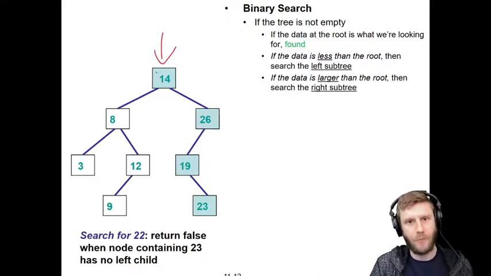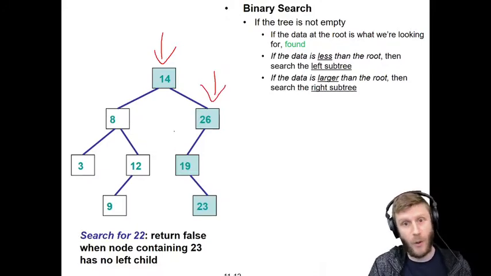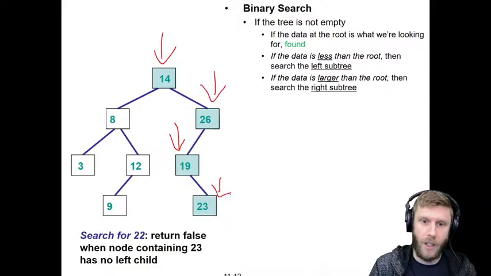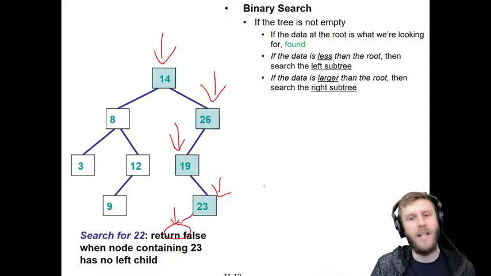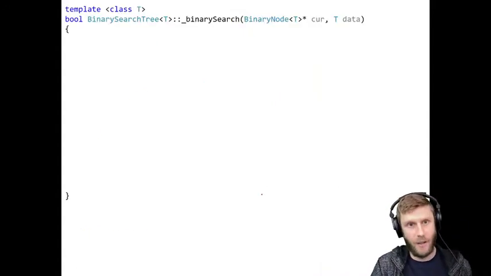All right, 22, well, that's bigger than 14, so we go this way. 22 is less than 26, so we go here. 22 is greater than 19, so we go here. 22 is less than 23, so we go here. Oh, there's nothing there. Therefore, we know 22 cannot be in this tree.